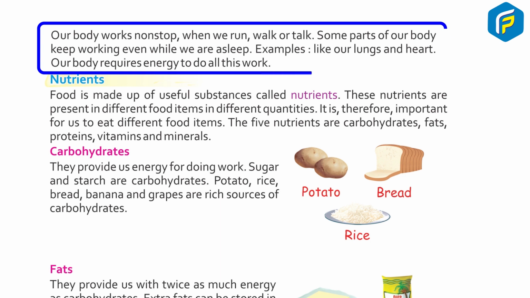Our body works non-stop when we run, walk or talk. Some parts of our body keep working even while we are asleep, for example our lungs and heart. Our body requires energy to do all this work.